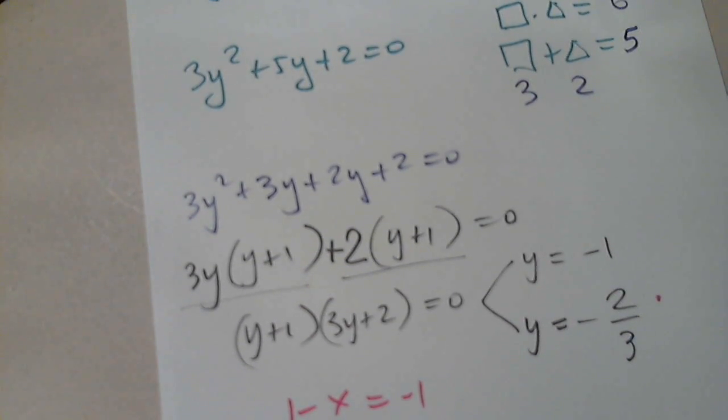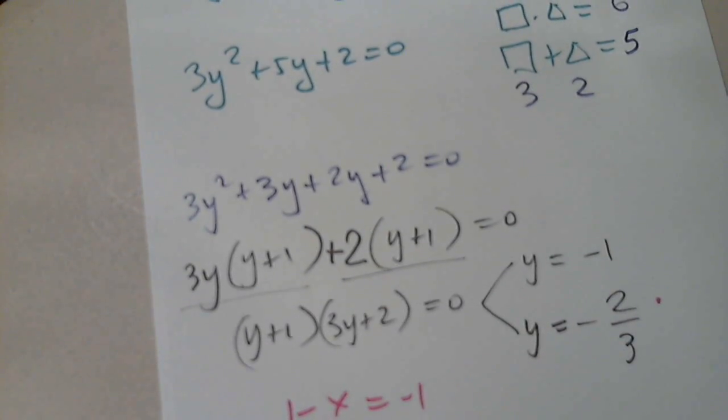The problem is asking us to solve for x, not for y. Y was our little baby. We used it to help us. We created this little baby. What baby? Y. Y is 1 minus x. So if y is 1 minus x, then 1 minus x can be negative 1. If y is 1 minus x, then 1 minus x can be negative 2/3.